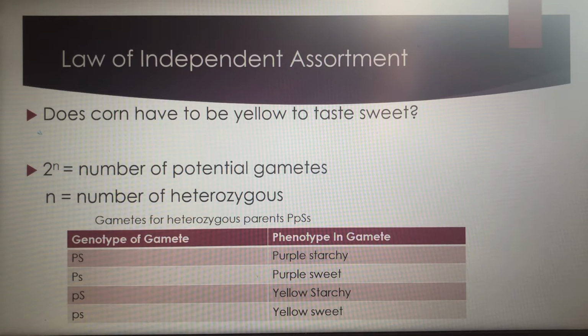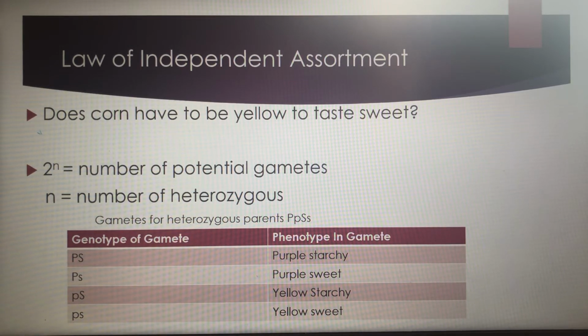So no, if a corn is yellow, it doesn't mean it's going to taste sweet. Now, this is an equation you need to know. You'll need to know this for your worksheet for the second assignment this week, and you'll also have to know this for your test: 2^N equals the potential gametes.